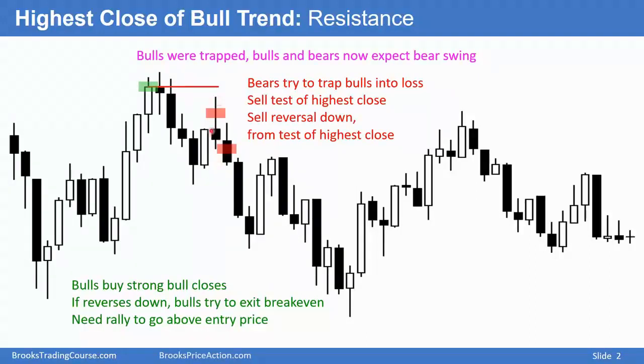Tried to get up there, could not. Bears will sell on the reversal down. Bulls will sell here as well, taking the loss, thinking that it tried to get to the high close, could not, we're probably going lower, and bulls eventually will give up. The high close, therefore, is resistance.